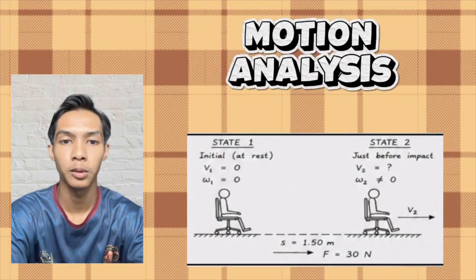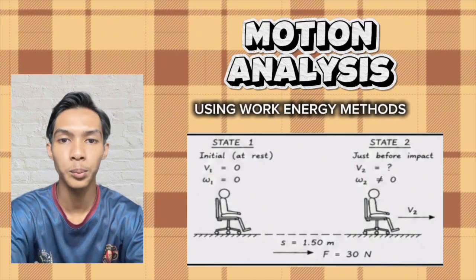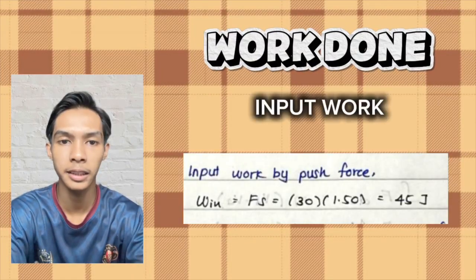First, I analyze the motion using the work energy method. State 1 represents the chair at rest, where the velocity is 0. A constant push force of 30 newtons is applied over a distance of 1.5 meters. The work done by the force is calculated as force multiplied by distance, giving 45 joules of input work.